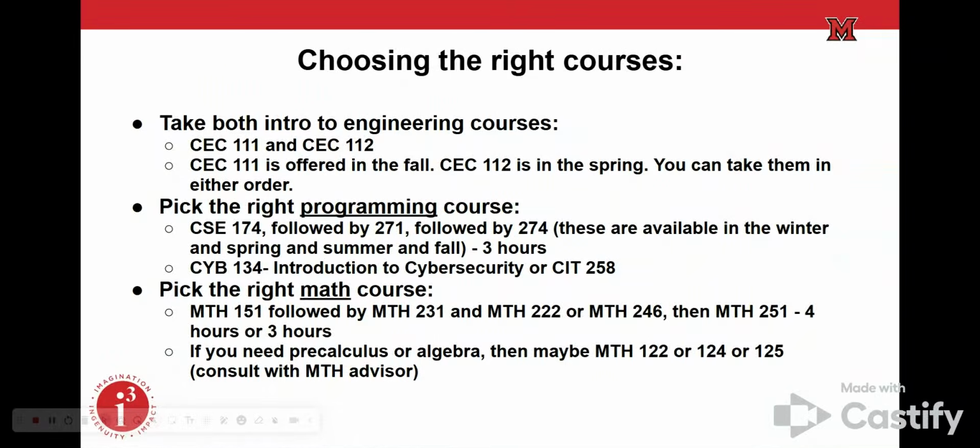or you are able to take CIT 258 in its place. You also need to pick the right math course for you, especially the one you're starting off in. So that could be Math 151, followed by 231 and 222, or 246, and then 251. If you need pre-calculus or algebra, then you could start in 122 or 124, or pre-calculus is 125. Make sure to consult with the math department and your CSE advisor about which math course is the right one for you.